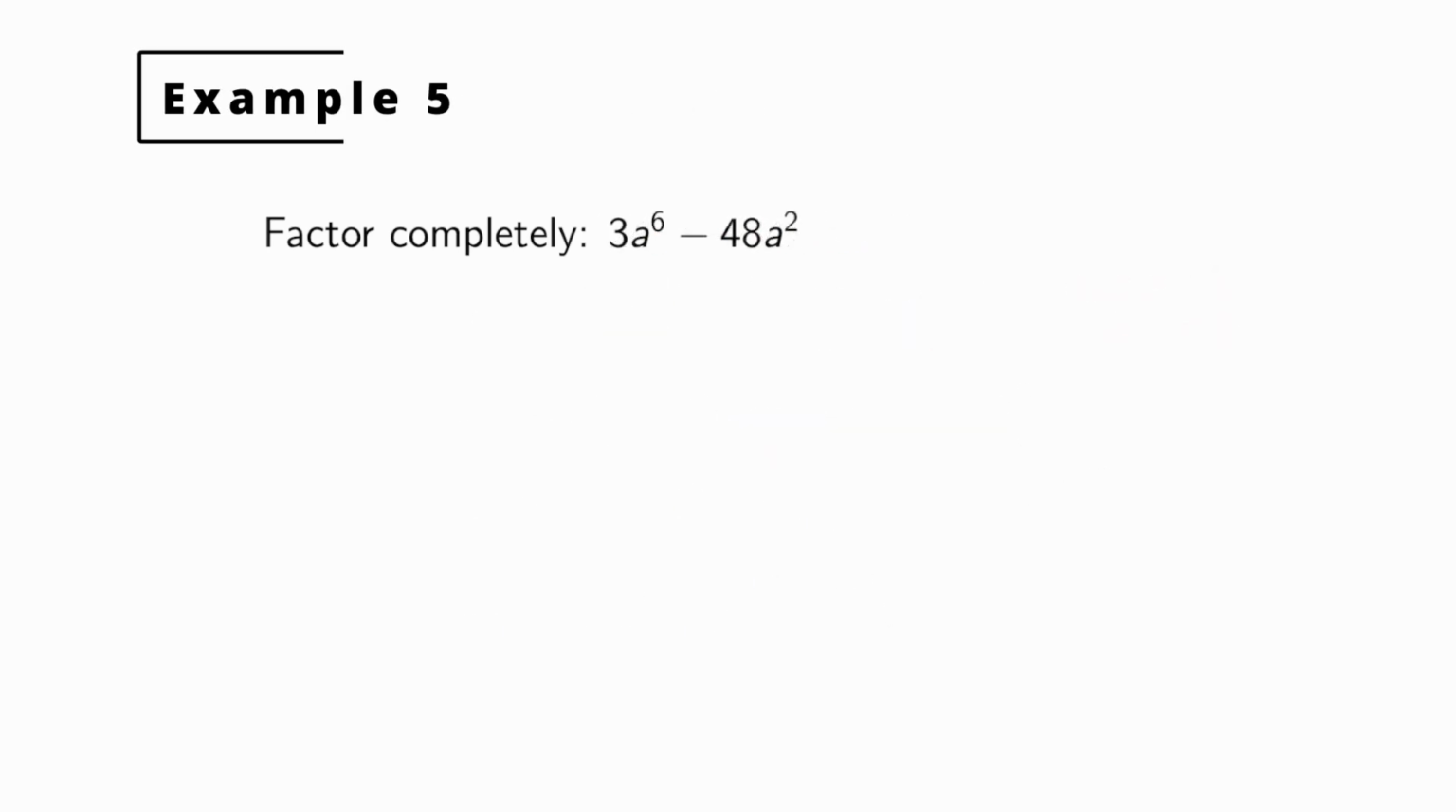Example 5. All right, we have 2 terms here. Our first step is to factor out the greatest common factor. So each term is divisible by 3, and each term has a common factor of a squared. So we factor out 3a squared. We will have left over a to the 4th minus 16.